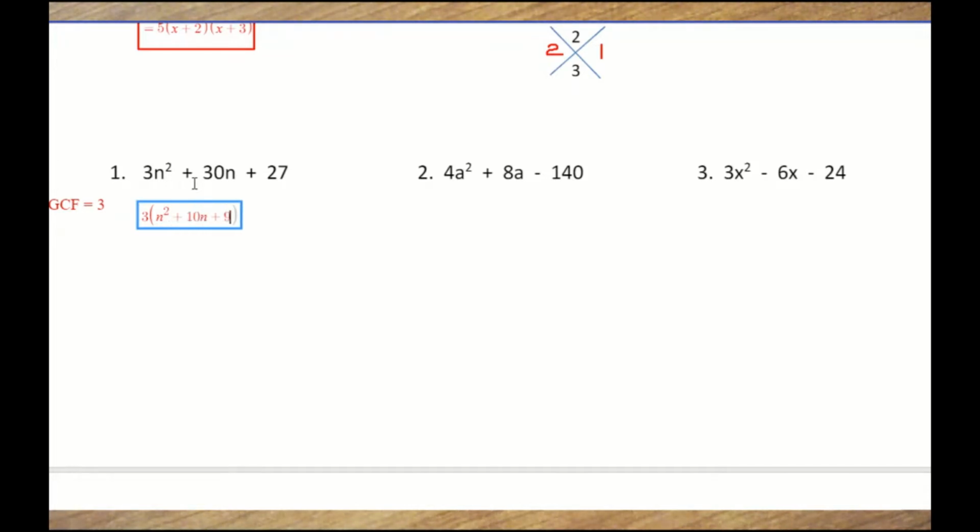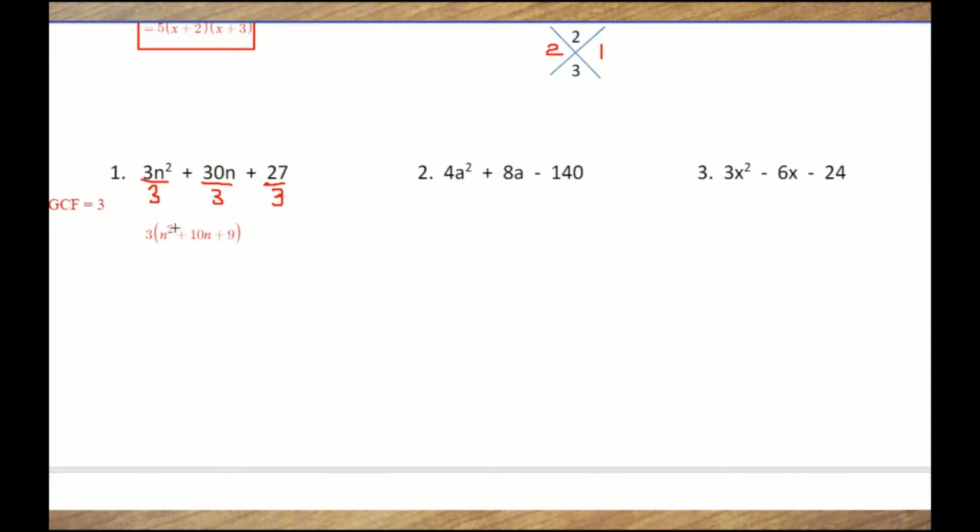And if you're a little confused where those numbers came from, basically what I did is I just divided each of those terms by the GCF. So like I divided this by 3, I divided this by 3, I divided this by 3. And what I'm essentially doing here is doing the distributive property in reverse. So I'm taking out the 3 from each term.